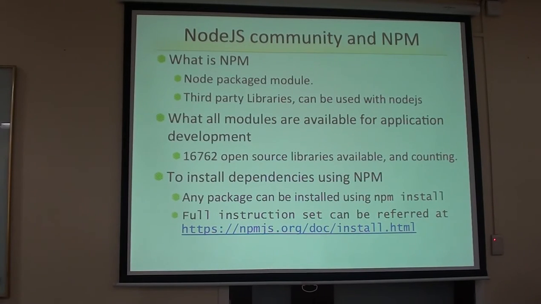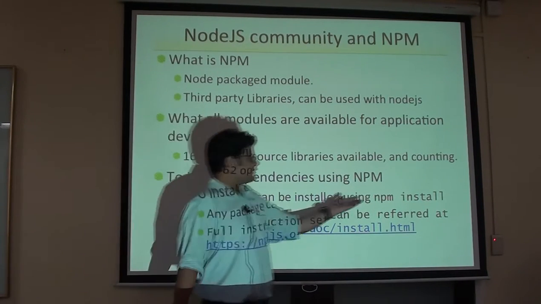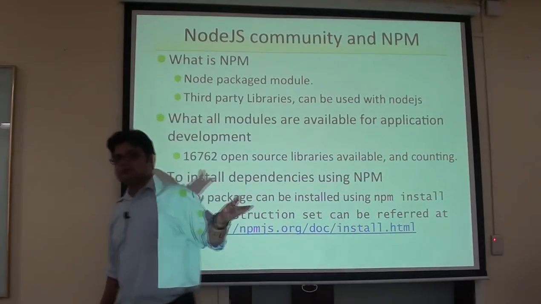And there are almost 16,762 open source libraries available. You can access them and you can also see the code. While you are working and find that something is missing, you can just access the code, build it once again and use it as full-fledged. To install any of the dependencies, you can use the simple command npm install.